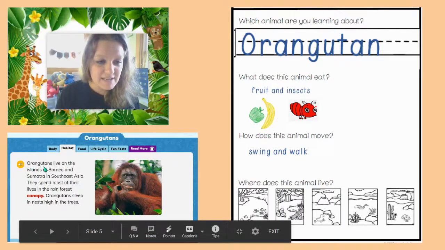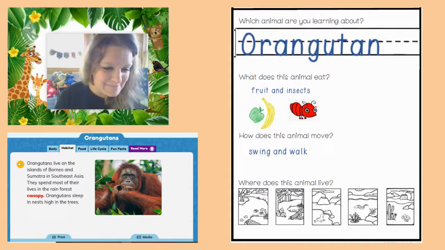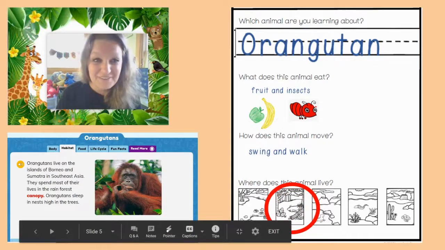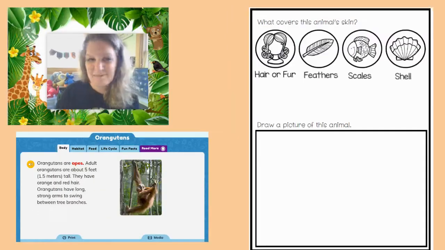This says orangutans live on the islands of Borneo and Sumatra in Southeast Asia. They spend most of their lives in the rainforest canopy. Orangutans sleep in nests in high trees. So I'm going to circle the rainforest or the jungle. Now I'm going to turn the page.